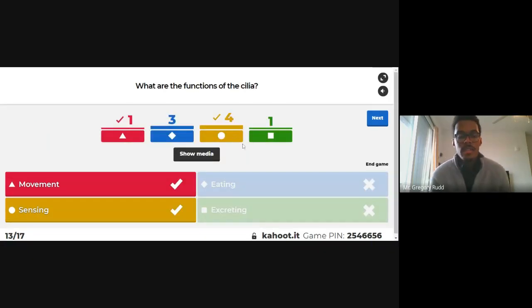Yeah, there are 2 correct answers there. The cilia help the cell to move, but they are also kind of like antennae that help the cell to sense its environment.